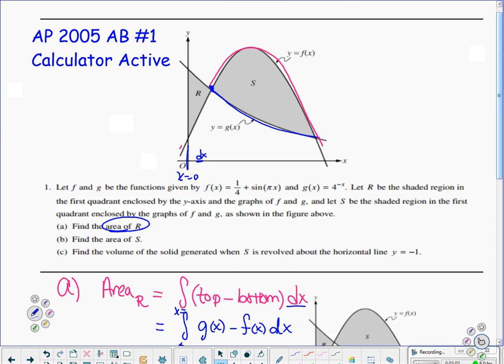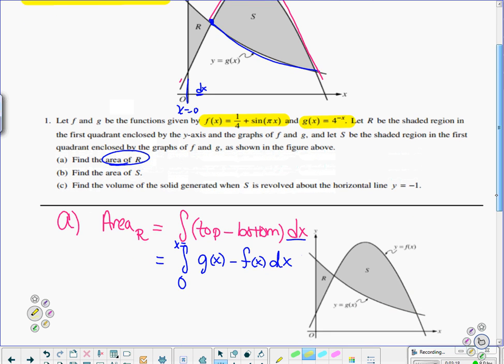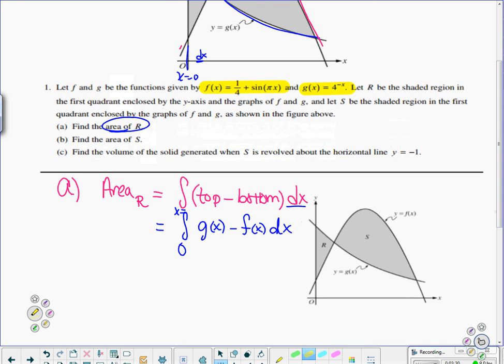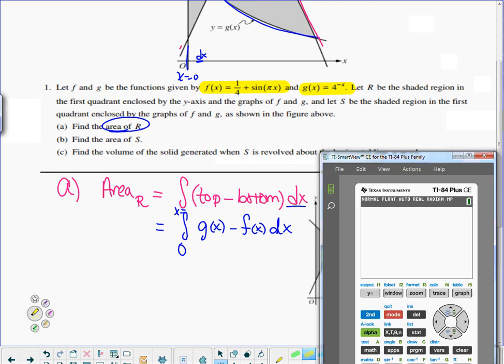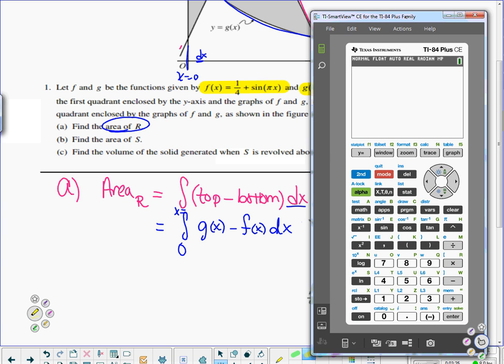Now, let's just take a quick look at these functions because they look a little interesting. We have f of x and g of x. That looks a little tough for me to solve. Thus the reason it's sitting on Calculator Active. We need to go into our calculators and set these two functions equal to each other and find out where that intersection is.